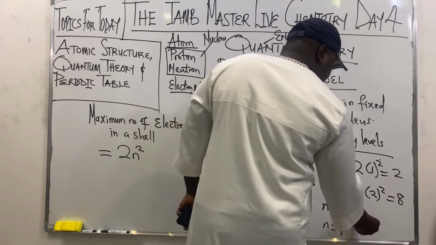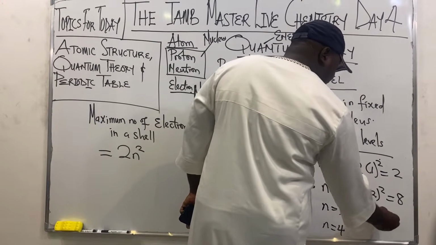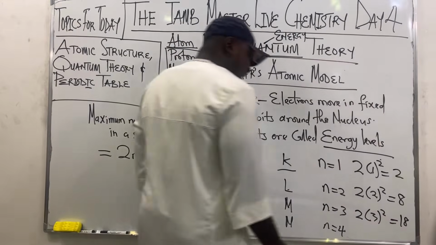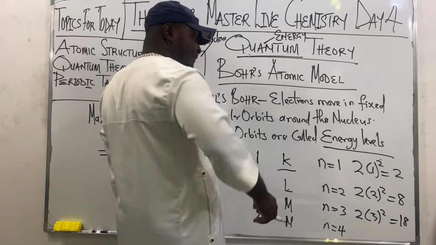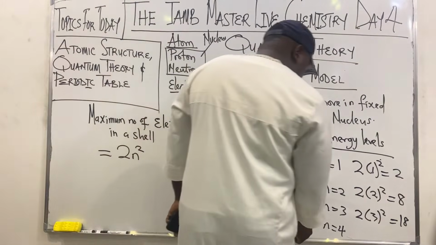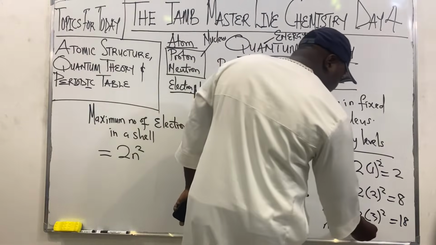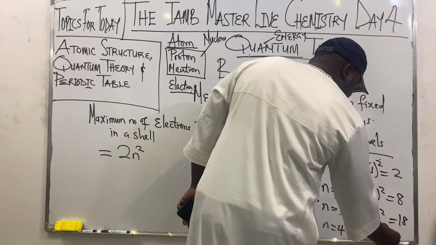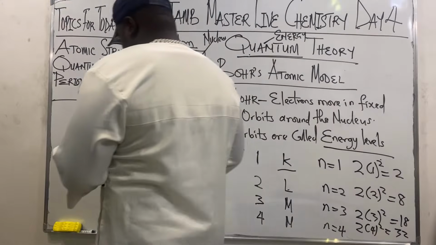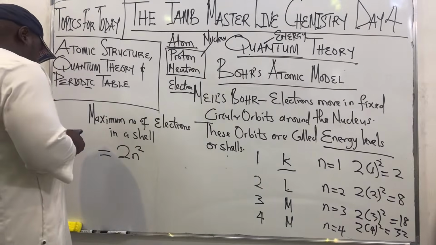You come here, you say 2 times 3 squared. 3 squared is 9. 9 times 2, you have 18. That means an element that contains the K, L, M shells can only have 18 electrons maximum. And an element that has K, L, M, N, you have 2 into bracket 4 squared. And 4 squared is 16, times 2 is 32. 32.